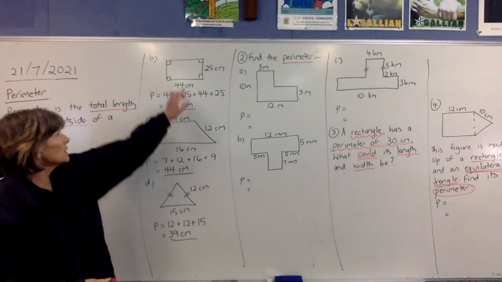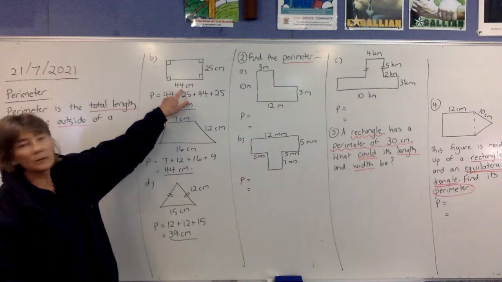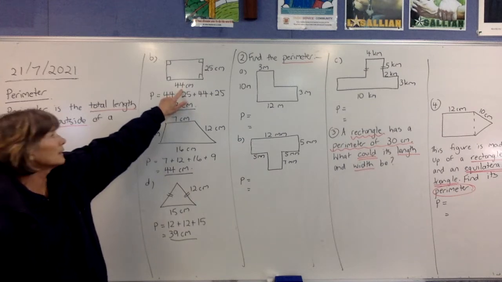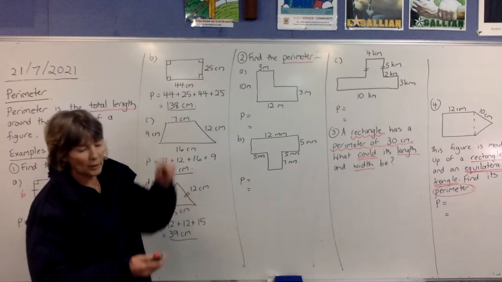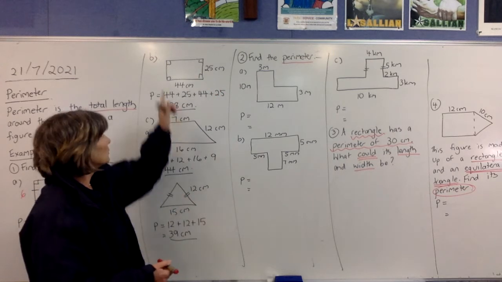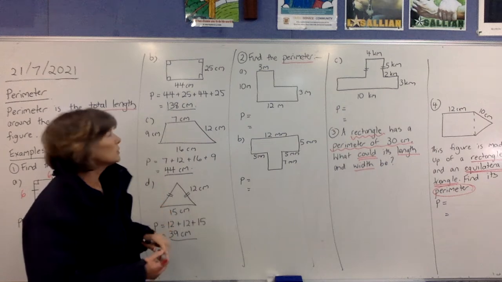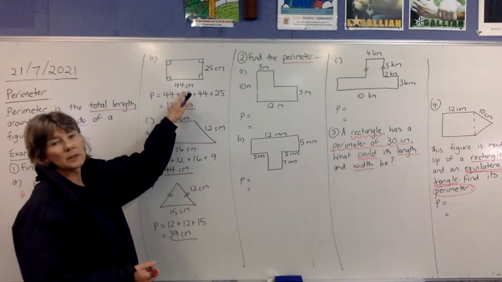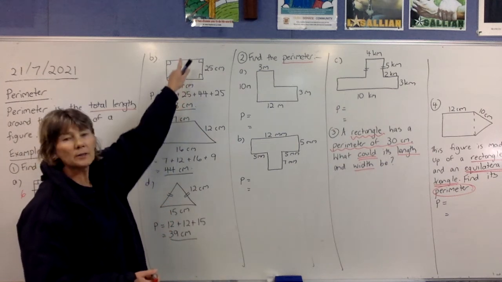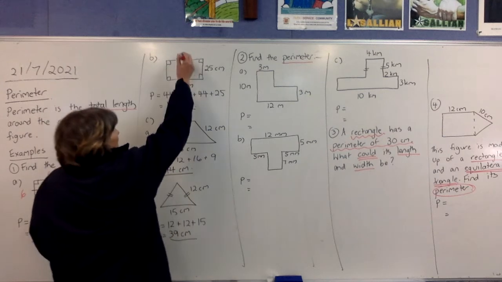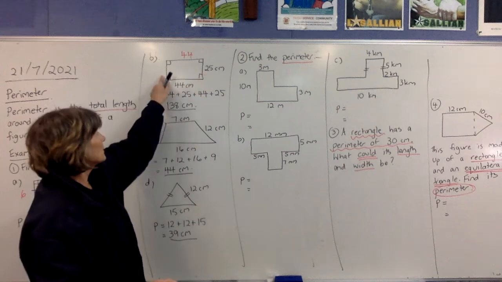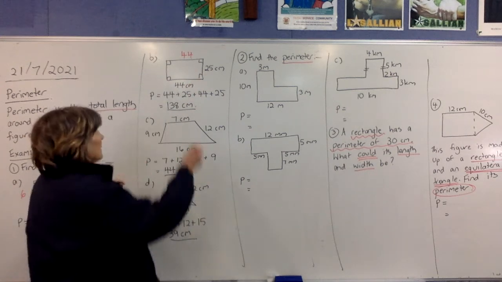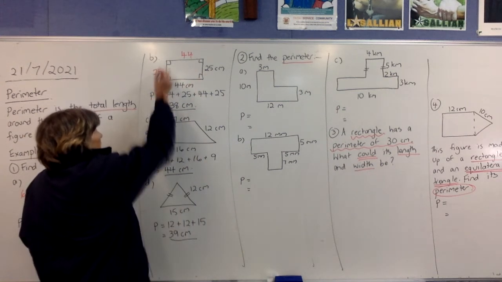Alright, the next shape is a rectangle. It's got a side length of 44, that's our length. And this one over here is our breadth or our width of 25 centimetres. Now we know it's a rectangle because of the 4 right angles, but that also tells us that the opposite sides of a rectangle are the same. So we can write that on to be 44, and these opposite sides are the same. So we can write this on to be 25.